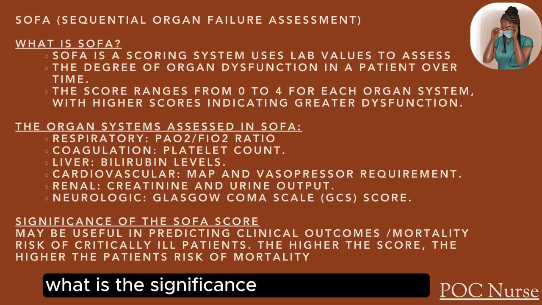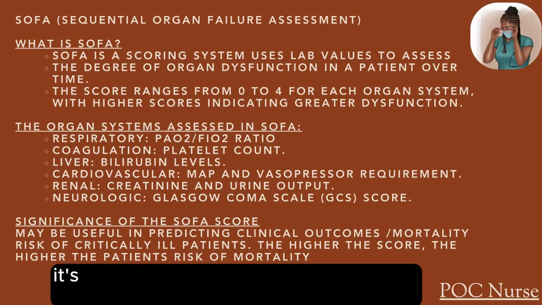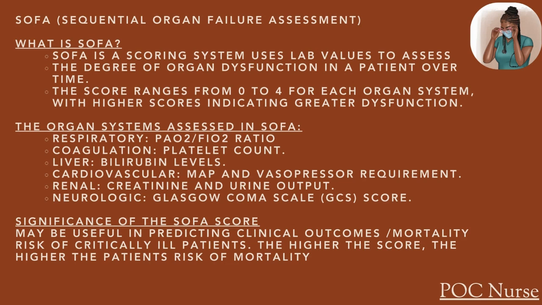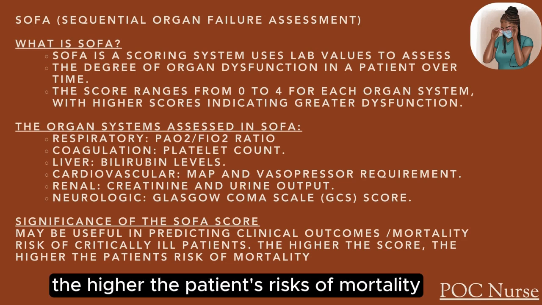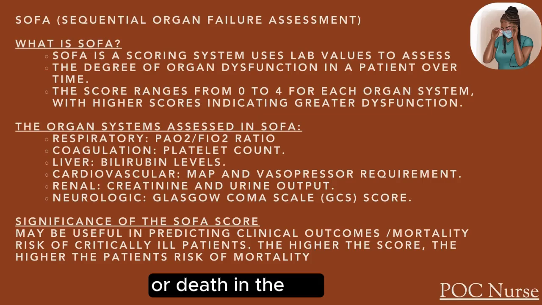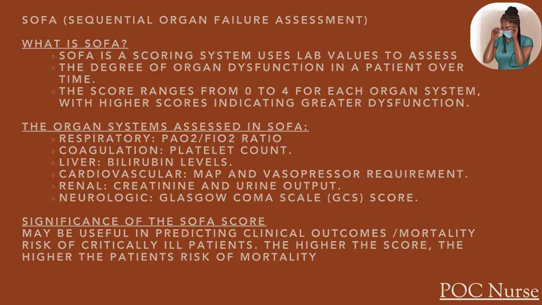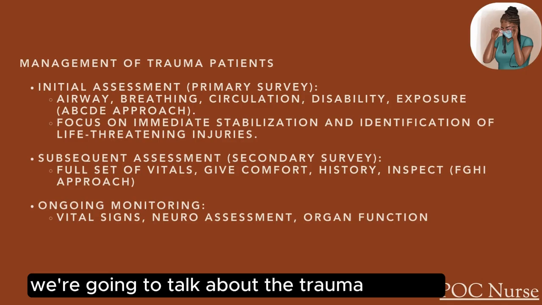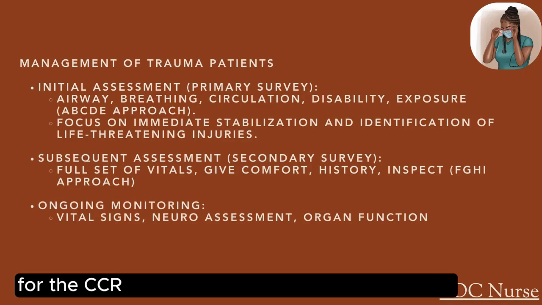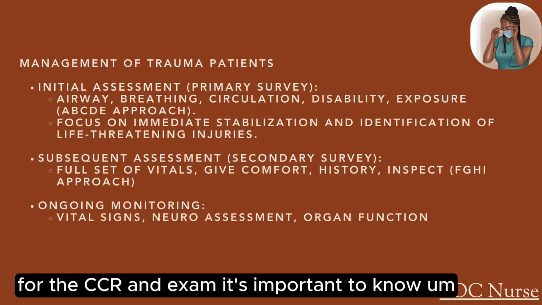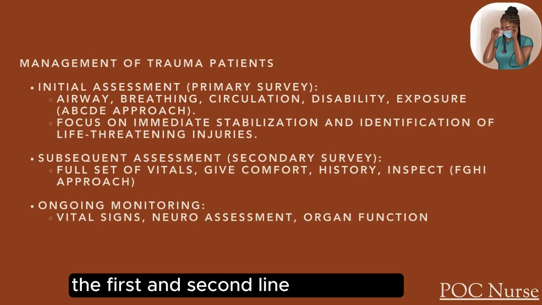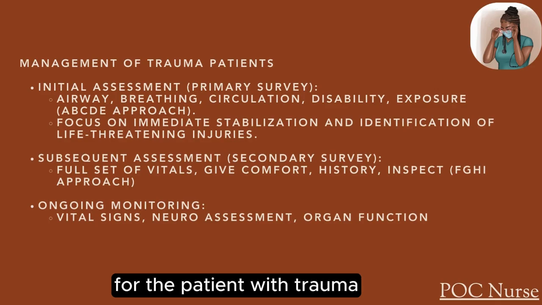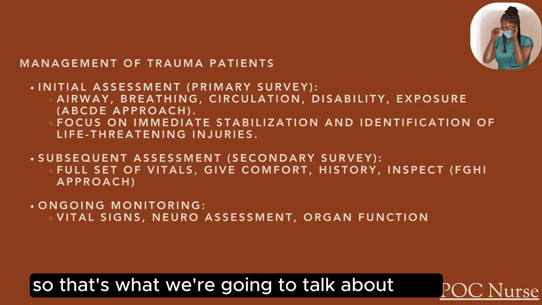What is the significance of the SOFA score? It's just useful in predicting the patient's mortality. So the higher the score, the higher the patient's risk of mortality or death in the ICU. Moving on, we're going to talk about the trauma patients. For the CCRN exam, it's important to know the first and second line assessment for the patient with trauma. So that's what we're going to talk about here.